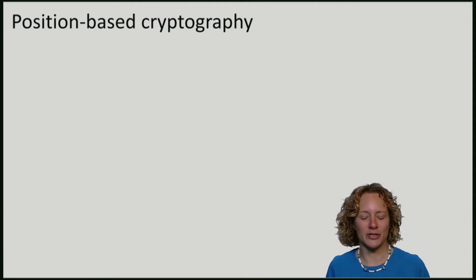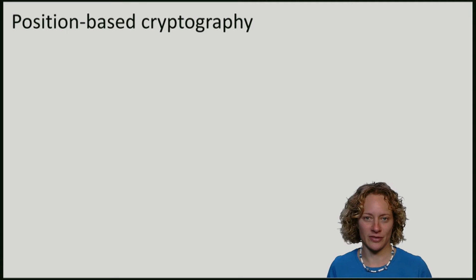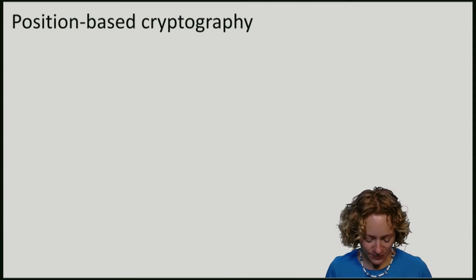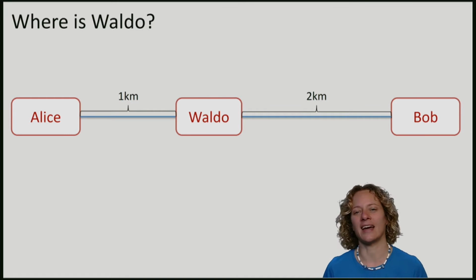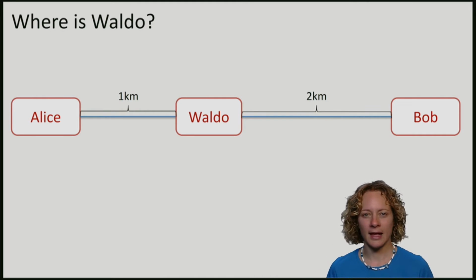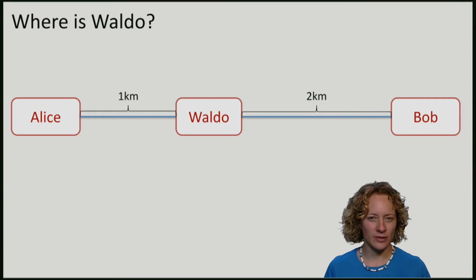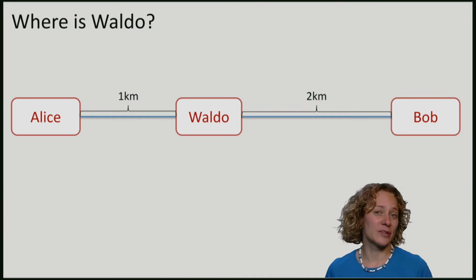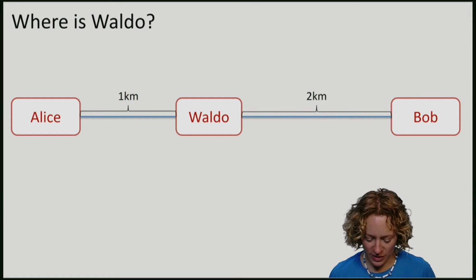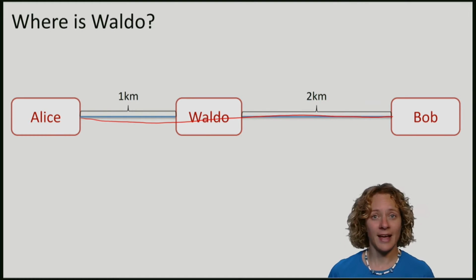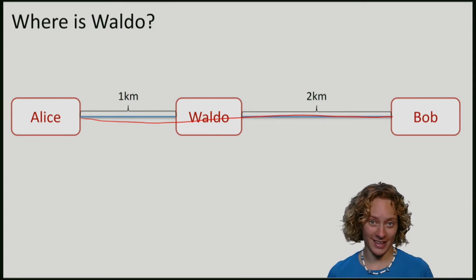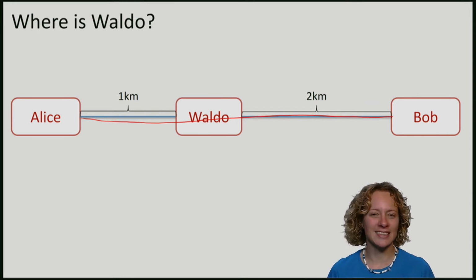A simple task in this regime is just to verify the position of someone. And this is what we will focus on in this lecture. Imagine again our tireless protagonists, Alice and Bob. Alice and Bob want to convince themselves that Waldo is at a particular position. Therefore, implicitly, we will just consider the position on a straight line connecting Alice and Bob. That is, Alice and Bob already know Waldo is somewhere on that line, but are unconvinced where exactly that is.